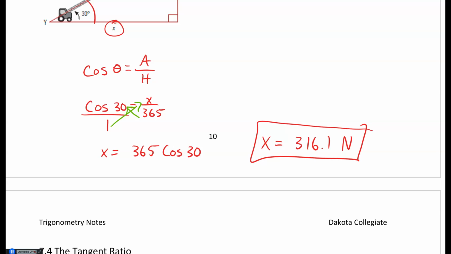Another reminder too, using your calculator, always make sure it is set in the degree mode, otherwise your calculations will be off. So always double check your calculator to make sure that your calculator is going to calculate it in the correct mode. Otherwise your numbers will always be off.